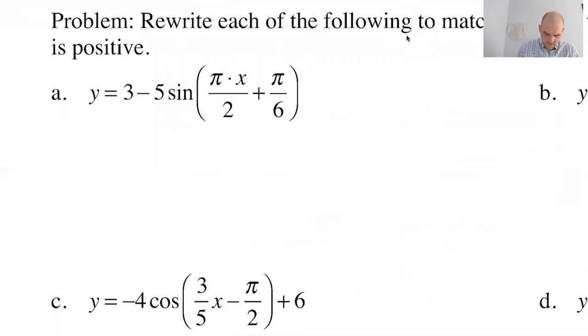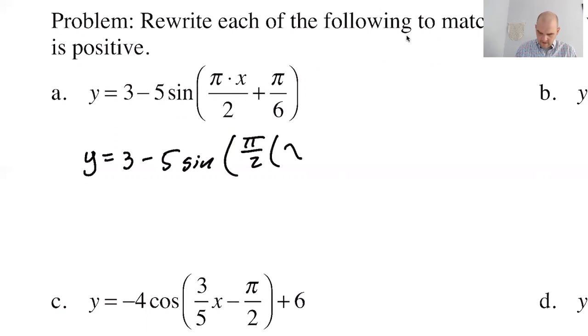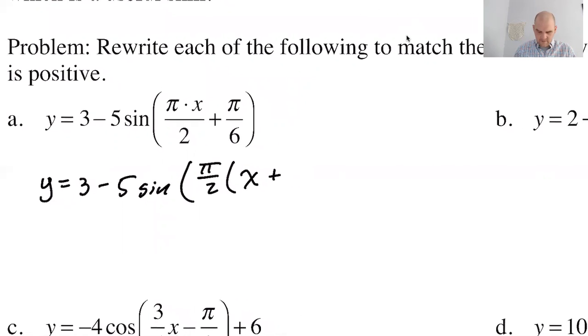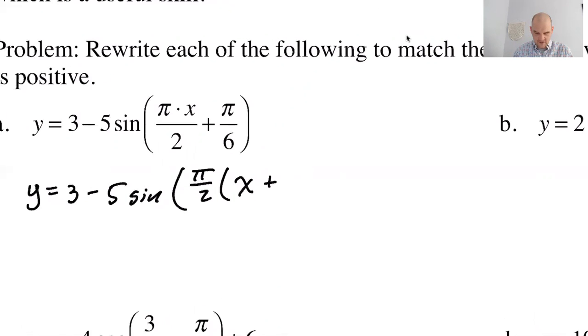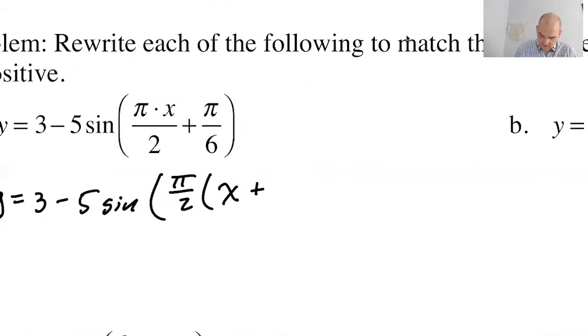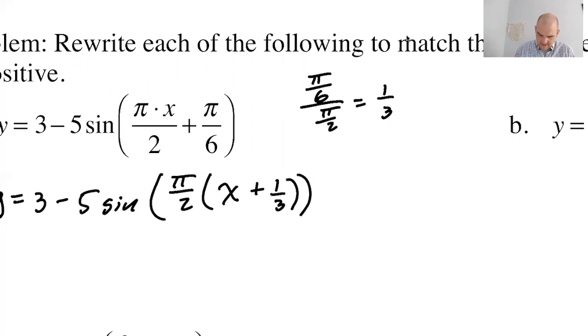So we have y equals, I'm going to leave the 3 where it is because it's not bothering me. The 5 is fine. All right, I need to make this pi over 2 the quantity x, and then I'll make it plus because that's not really a big deal. I'm going to factor pi over 2 out. So factoring pi over 2 out is kind of equivalent to dividing by pi over 2. So I need to do pi over 6 divided by pi over 2, which is 1/3. So plus 1/3, or I could say minus negative 1/3.